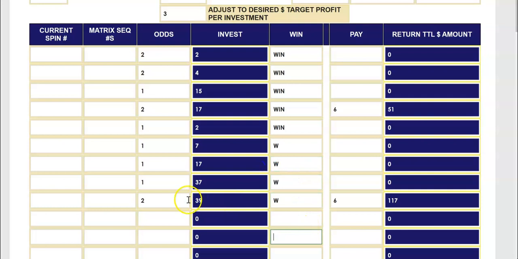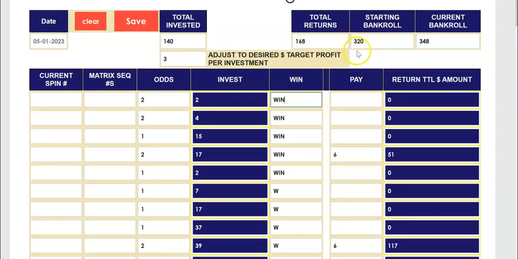I got all of these investments back and I had 1, 2, 3, 4, 5, 6, 7, 8, 9. 9 times 3 is 27. So 27 plus 320 should be 347. Look at this. Remember I started off with 300?